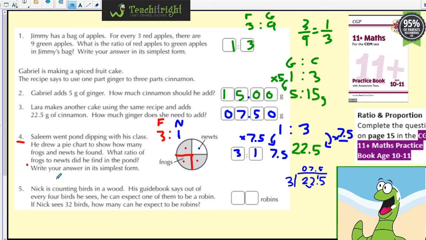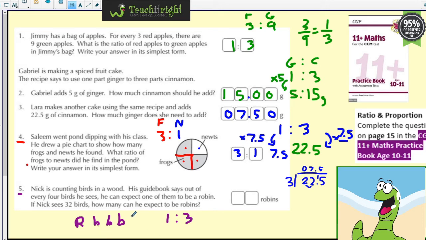Nick is counting birds in a wood. This is number 5 now. His guidebook says that out of every 4 birds he sees, he expects one of them to be a robin. Okay, so this is important. Out of every 4, he has a robin, then other bird, other bird, other bird. So the ratio of robins to other birds is 1 robin for every 3 not robins.